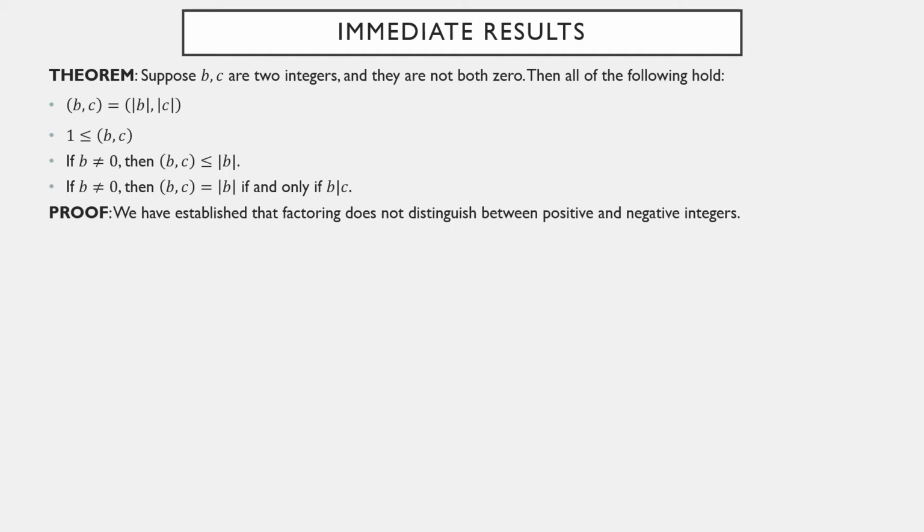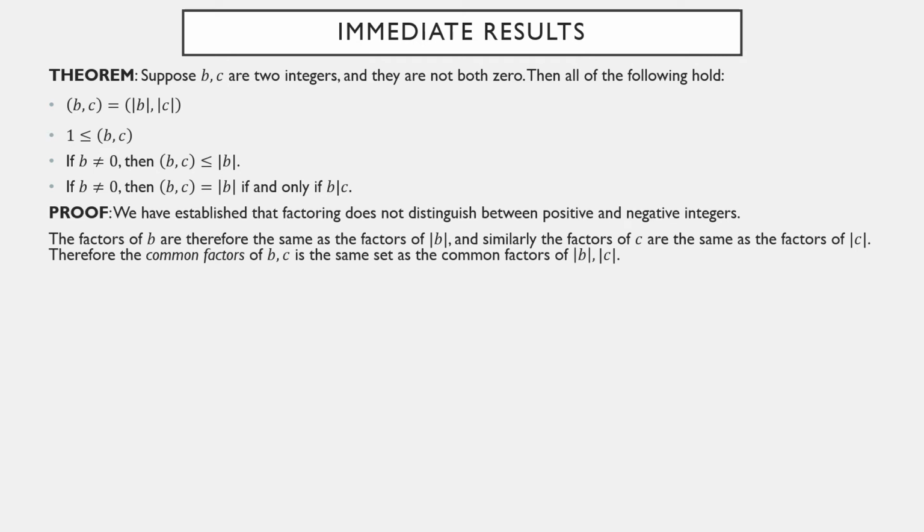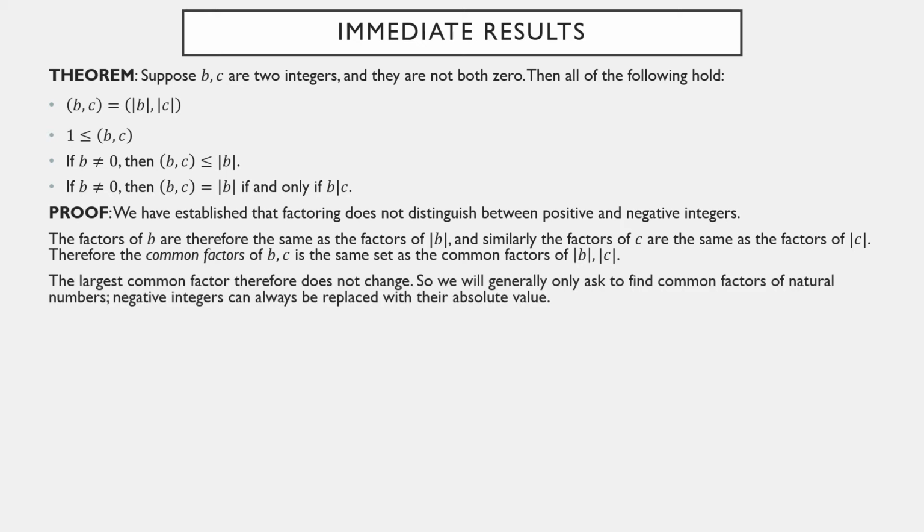Well, for the first, we've already established that factoring doesn't care about positive versus negative integers. So the factors of b are the same as the factors of its absolute value, and similarly for c. So the common factors of b and c are the same as the common factors of the absolute value of b and c, and therefore the greatest of those two sets is the same. So generally, we're not really going to be throwing questions out here about finding the greatest common factor involving negative numbers, because it doesn't change the answer and it just adds potential confusion. So negative integers can always be replaced with their absolute value in the context of finding greatest common factors, that is.